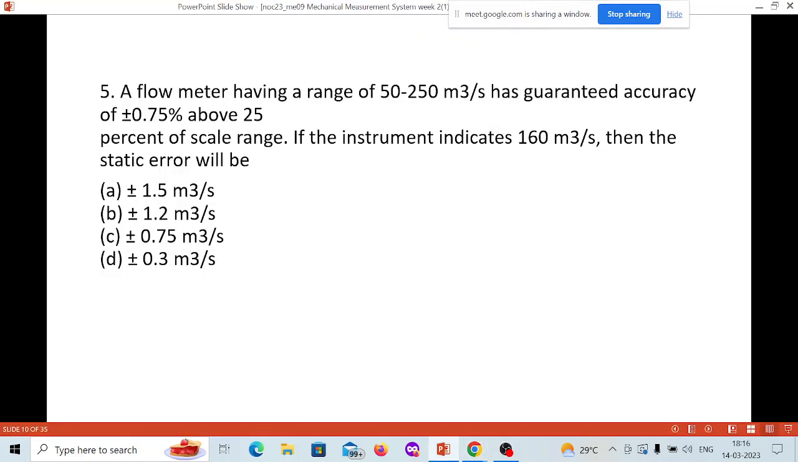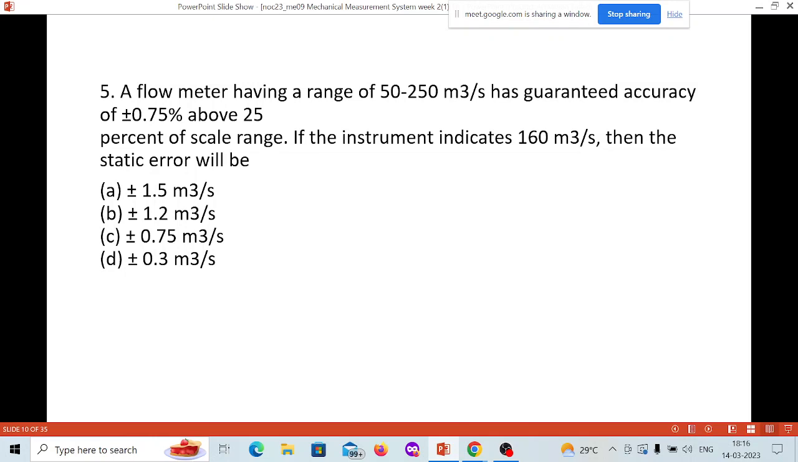So a flow meter reading can be a minimum of 50 meter cube per second and a maximum of 250 meter cube per second. It says above 25% of the scale range. The scale range is 250 minus 50, so 200. 25% of that is 50, plus the 50 offset. So above 100 meter cube per second, the measurement will give you plus or minus 0.75% accuracy. In this case, the instrument reads 160 meter cube per second.